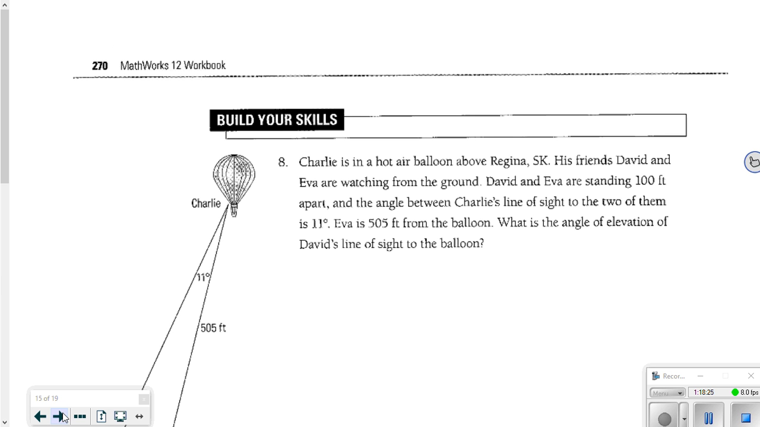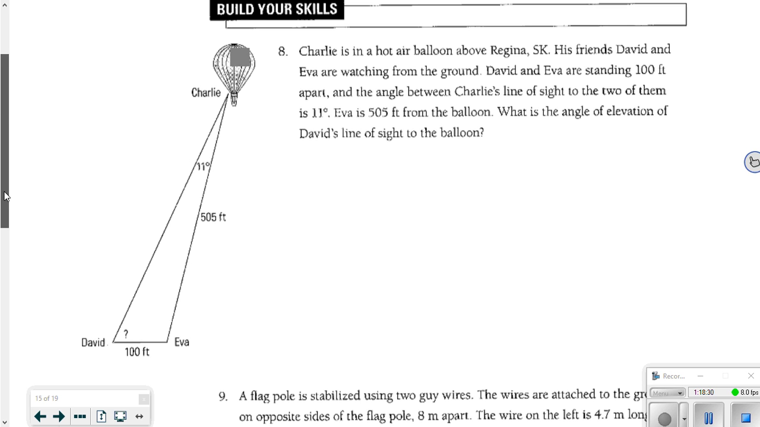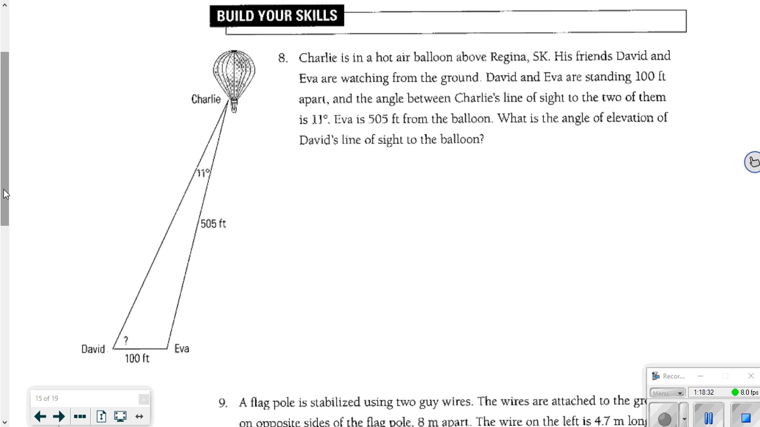But you've got a couple more examples. So this next one says, Charlie is in a hot air balloon above Regina, Saskatchewan. His friends David and Eva are watching from the ground. David and Eva are standing 100 feet apart, and the angle between Charlie's line of sight to the two of them is 11 degrees. Eva is 505 feet from the balloon. What's the angle of elevation of David's line of sight to the balloon?